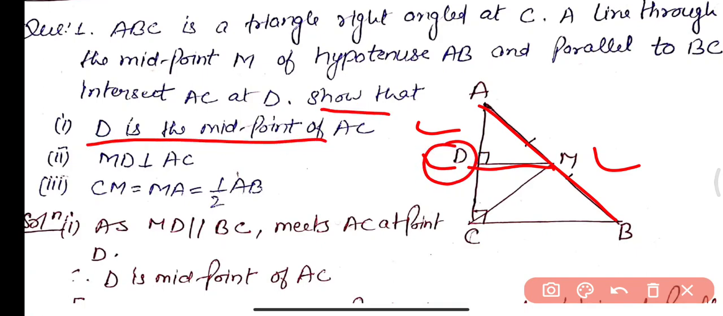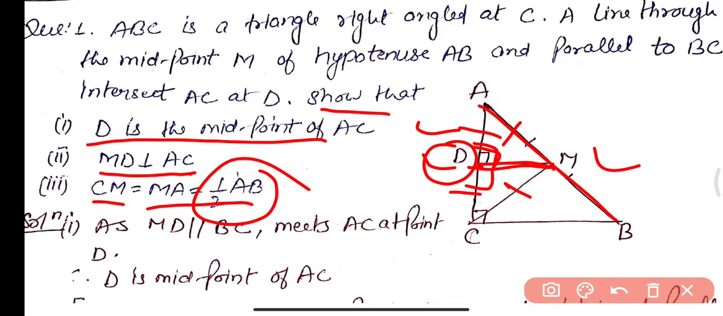So we need to prove that D is the midpoint of side AC, means AD equals DC, and MD is perpendicular to AC. So we need to prove this angle is a right angle, or you can say MD is perpendicular to AC. So ADM, or you can say MDA, equals 90 degrees. And similarly we are to prove CM, that is this one, equals MA equals half of AB.